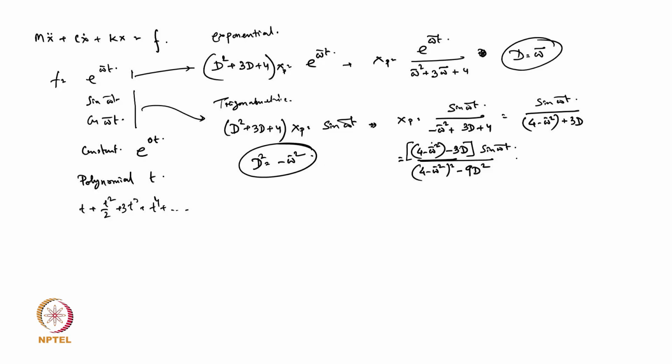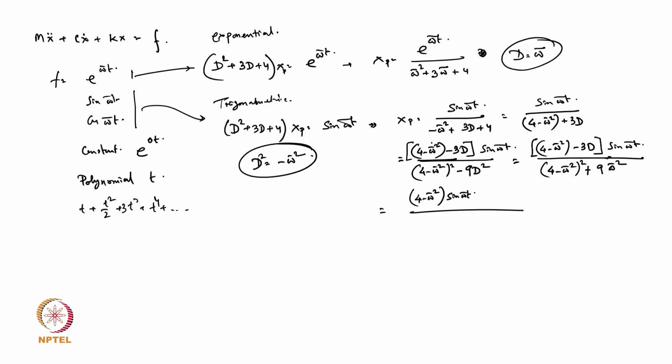So you can see how we did that, and here we can do it quickly. So this is (4 minus omega bar square minus 3D) into sine of omega bar t, and here we are having (4 minus omega bar square) whole square minus 9 omega bar square. That will become plus. Exactly. And at the top also it will not be a problem. So at the bottom, how are we getting this? At the bottom we are having this, and at the top we will have sine omega bar t minus 3 D of sine omega bar t.